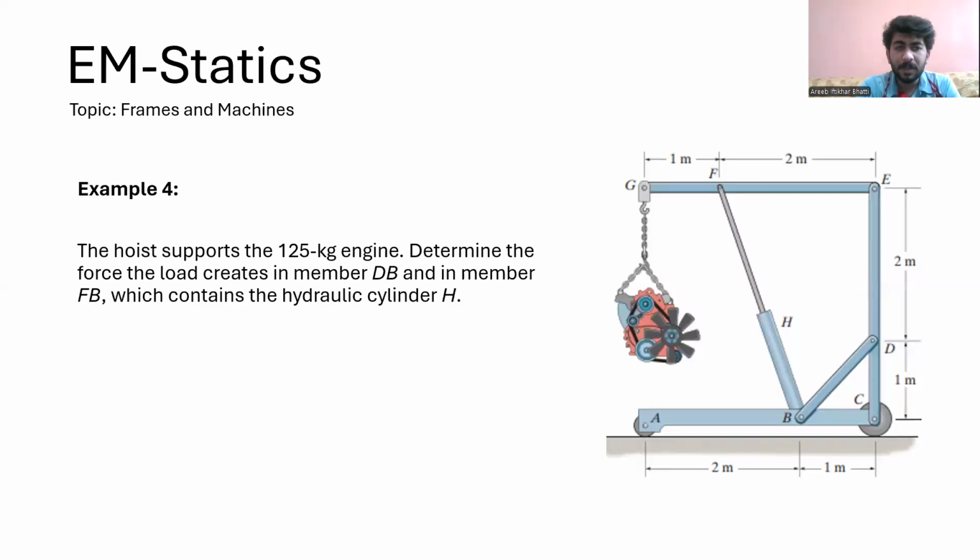In this example, we are given a hoist that supports a 125 kg engine. Due to this engine, at point G a force is acting vertically downward. At points E and C we have pin joints, so two reaction forces are acting there, and at point A we have a roller joint. We have to find the forces in members FB and PD.